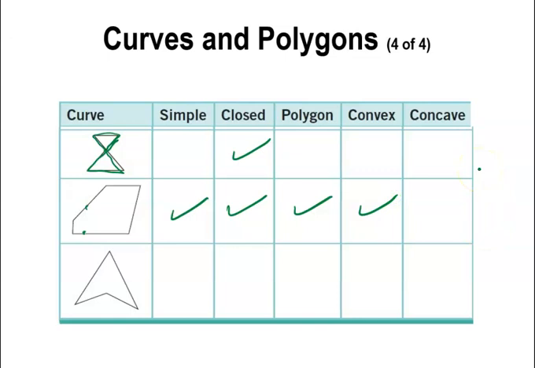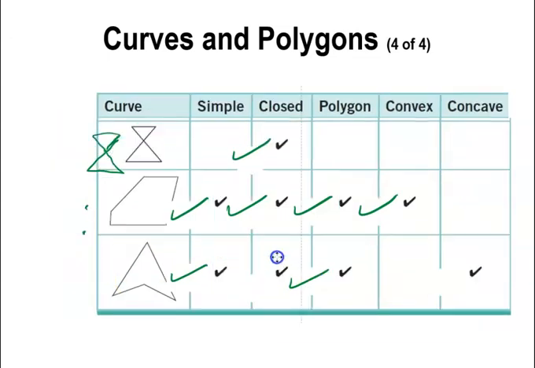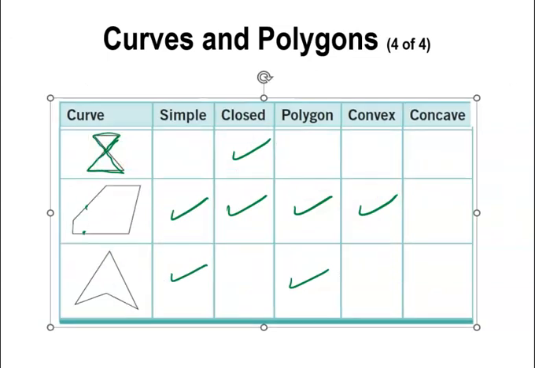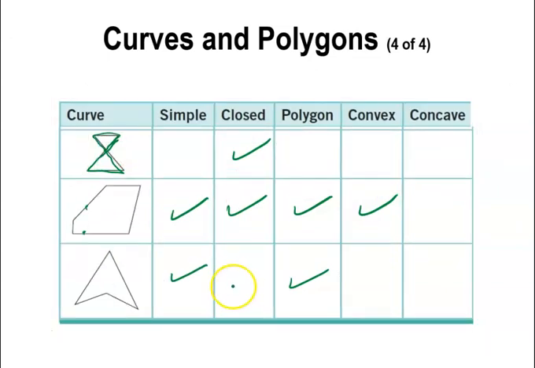Okay? The third one, is it simple? It is. It doesn't cross over itself to sketch it. Is it closed? Yes, we start and stop in the same position. Is it a polygon? It is. And I noticed I forgot to check closed. Sorry, y'all. That gets crazy if I don't select my pen and reselect my pen. There we go. Okay, so back to polygon. Is it a polygon? It is.